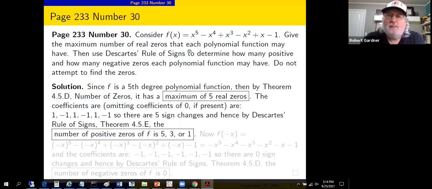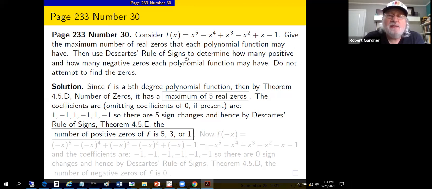Well, we've got a 5th degree polynomial, x to the 5th. Notice it's written in standard form. All the coefficients are either positive 1 or negative 1. It's 5th degree, so by the number of zeros theorem, it can have a maximum of 5 real zeros. And that's all I know in terms of the number of real zeros.